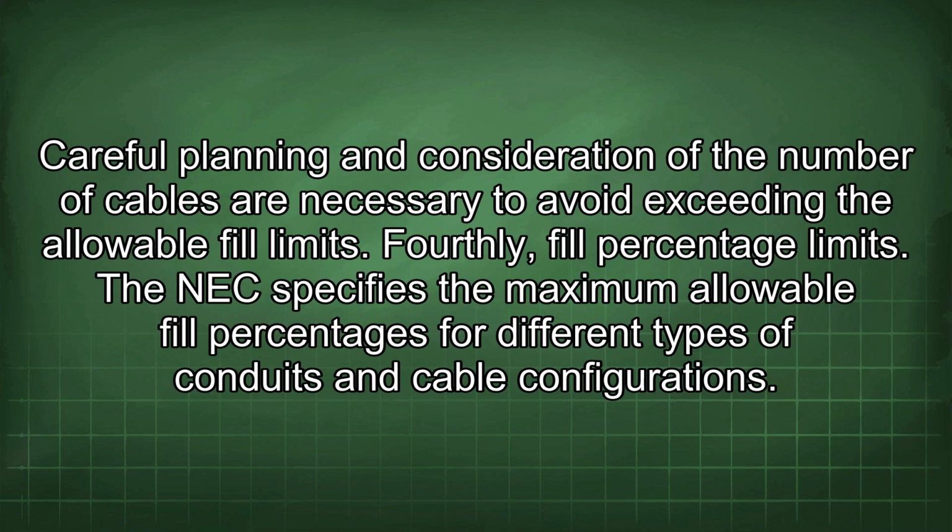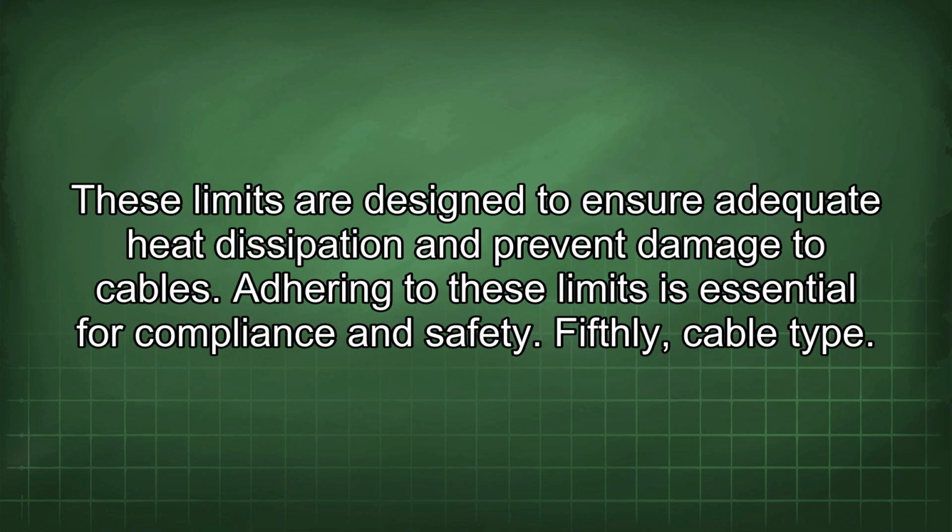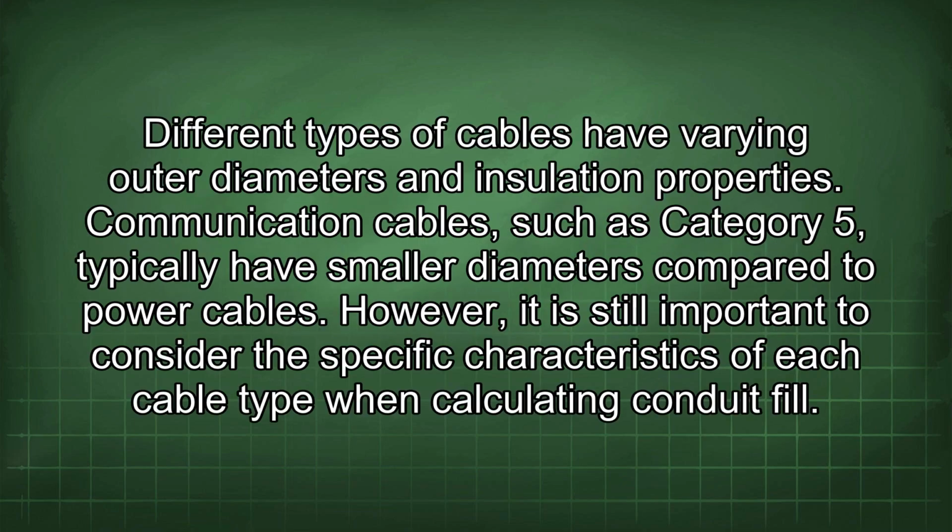Fourthly, fill percentage limits. The NEC specifies the maximum allowable fill percentages for different types of conduits and cable configurations. These limits are designed to ensure adequate heat dissipation and prevent damage to cables. Adhering to these limits is essential for compliance and safety. Fifthly, cable type. Different types of cables have varying outer diameters and insulation properties. Communication cables, such as Category 5, typically have smaller diameters compared to power cables. However, it is still important to consider the specific characteristics of each cable type when calculating conduit fill.